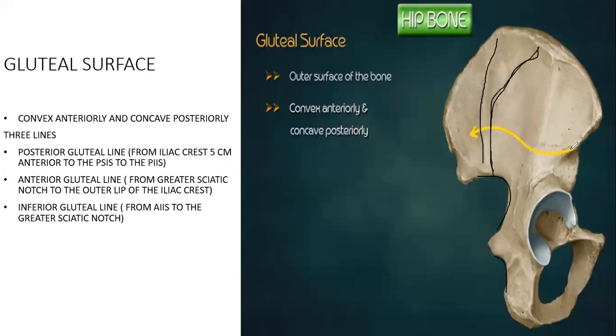Then lastly, you have the inferior gluteal line. The inferior gluteal line is that line down there. It starts from the anterior inferior iliac spine and goes all the way to the greater sciatic notch. So these three lines are found on the gluteal surface and they serve as attachment points for the gluteal muscles. So there's the gluteus maximus, the gluteus medius, and the gluteus minimus.